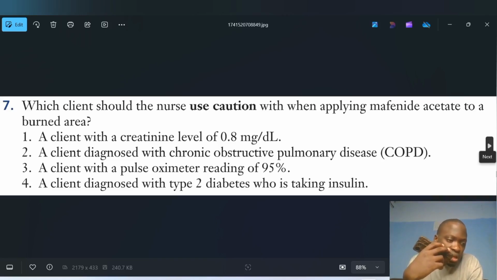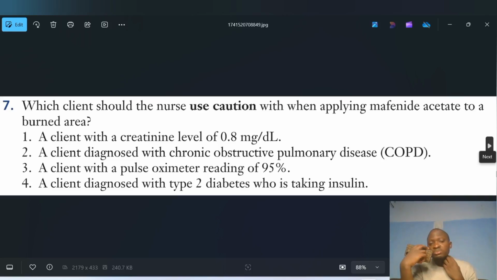Yes, that's when you use caution when you apply mafenide acetate to a burn area. First of all, this mafenide acetate, what does it cause? It causes acid-base imbalance in the body. How? By causing excretion of bicarbonate. So whenever they cause excretion of bicarbonate, what will that do to the lungs? The lungs will notice that there is metabolic acidosis in the body.